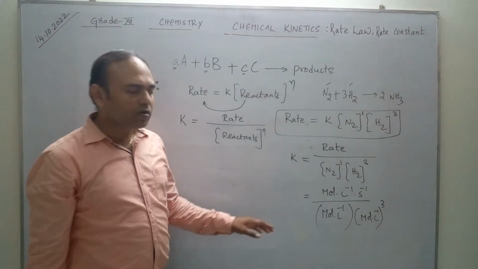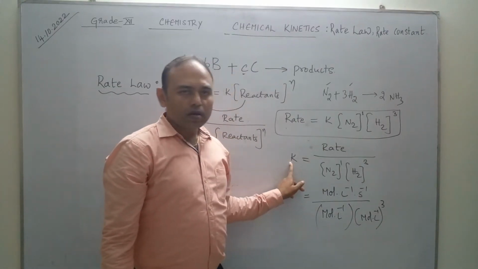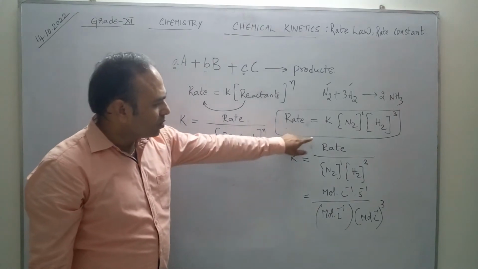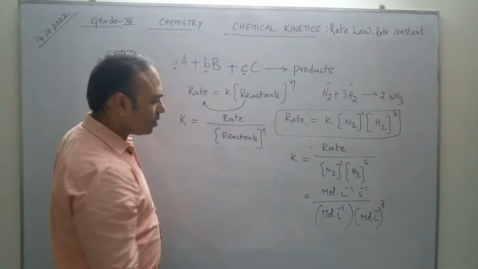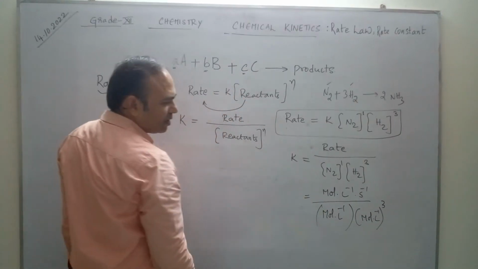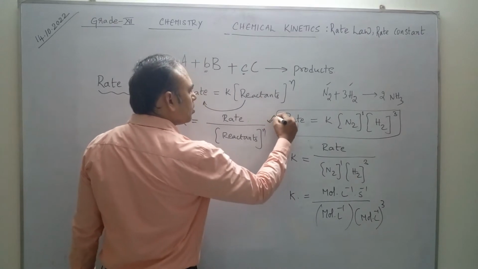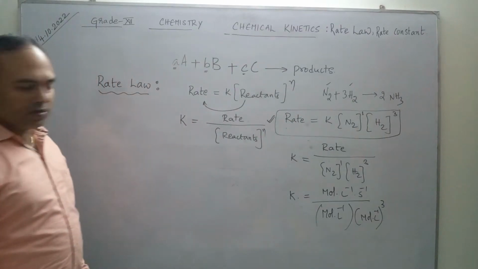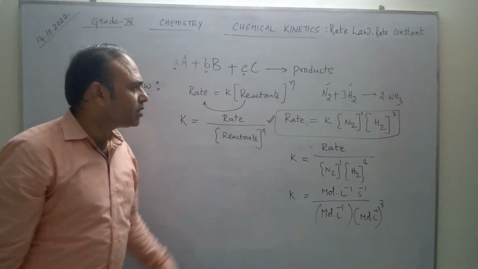So hope you are able to follow this. Depending upon the reaction, you can write the rate constant. So rate by the concentration to the power of the coefficient. Now in this condition, you can easily calculate the units for rate constant in this Haber's process. So hope you have understood this. Let us solve some numericals.